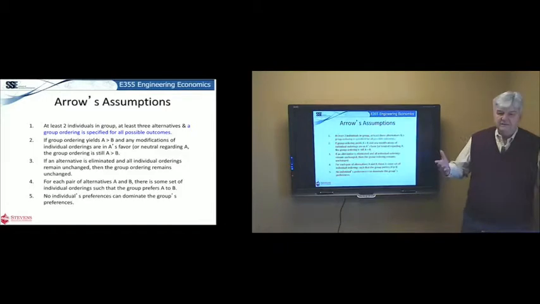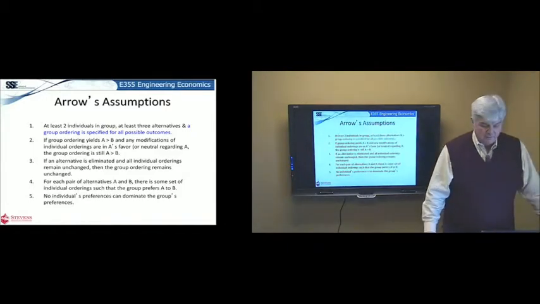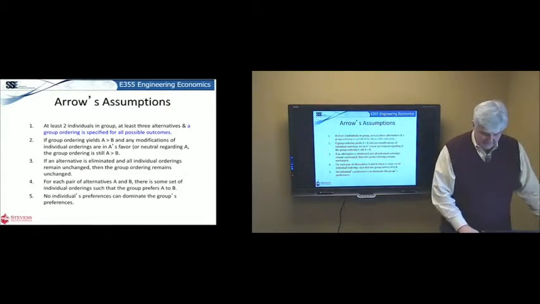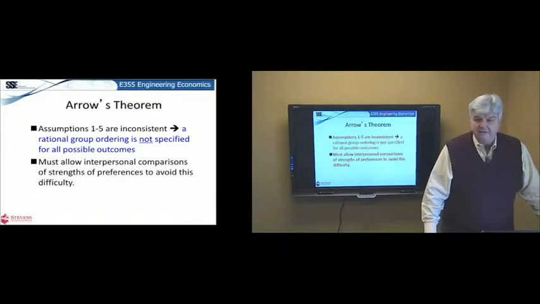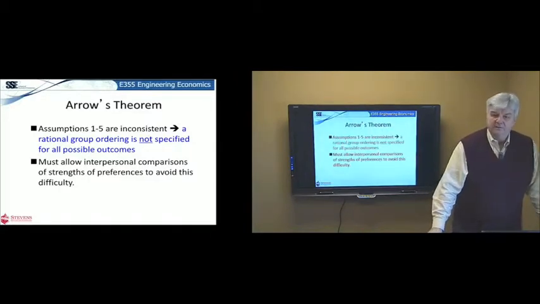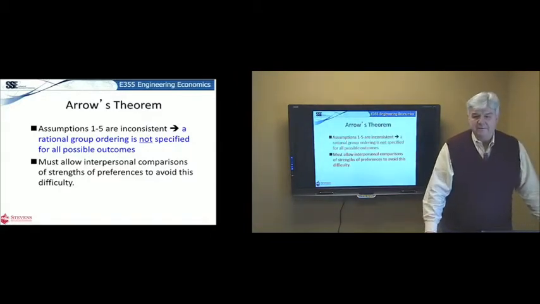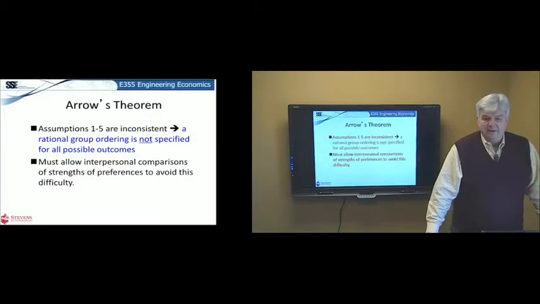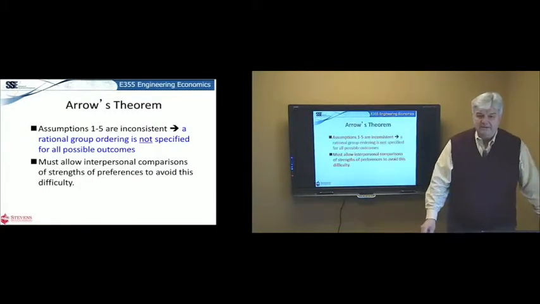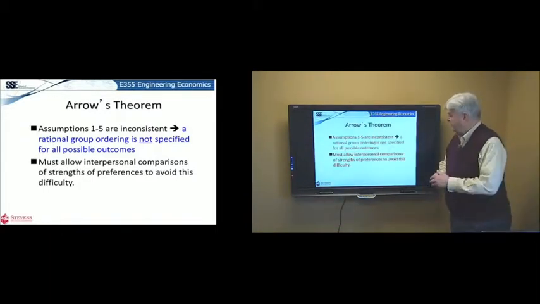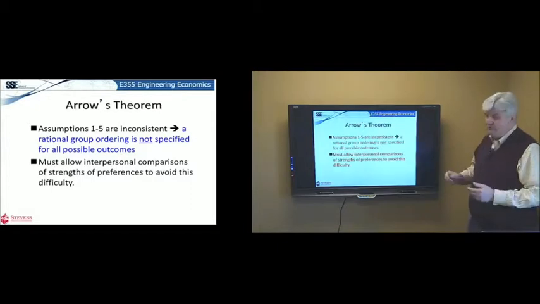So he states all this in his 1963 book, and then comes out and mathematically proves that it's not possible. That a rational group ordering is not specified for all possible outcomes. What this means is there is no way of coming up with a method of combining individual rational choices into a rational decision that will always work. We must allow interpersonal comparisons of strengths of preferences to avoid this difficulty.